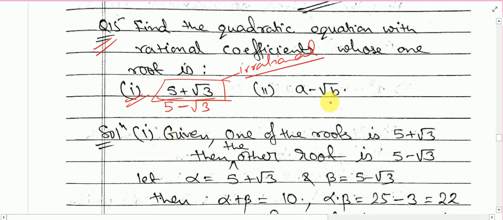Okay, same goes over here. One root is given to be 1 minus root b. This is an irrational root, so the other root will be a plus root this. So once you know the two roots, you can easily form the quadratic equation.